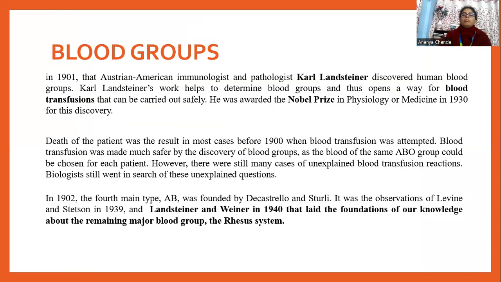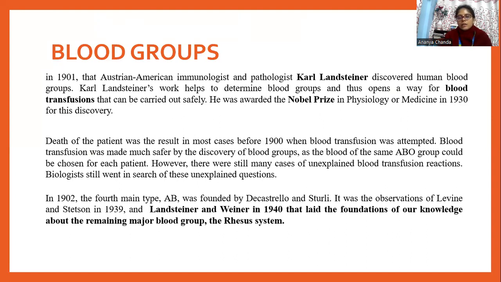Then comes the blood groups. Blood groups were discovered by a pathologist or immunologist. He was an Austrian American immunologist and his name was Karl Landsteiner. In 1901, he discovered the human blood group system.